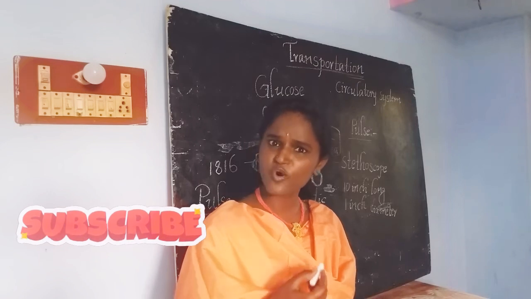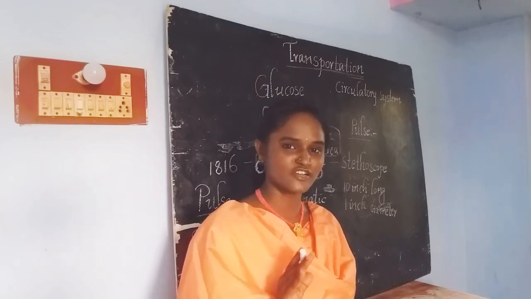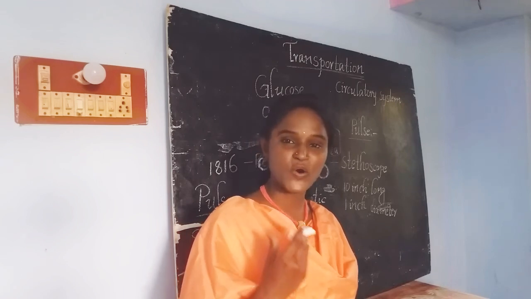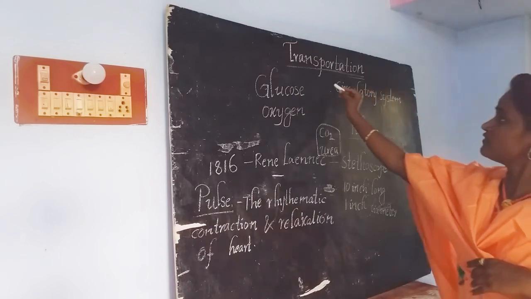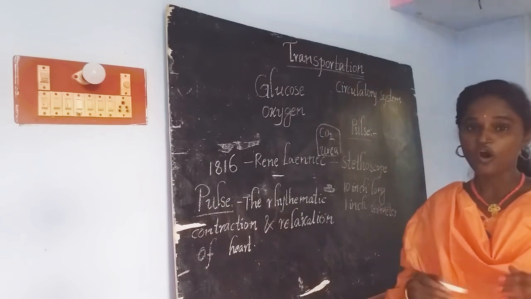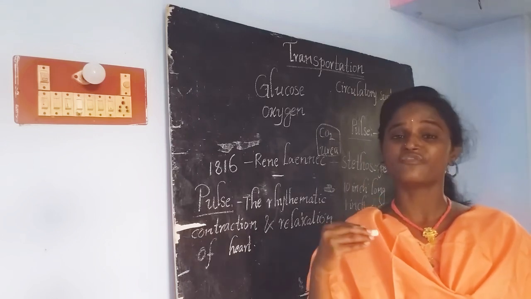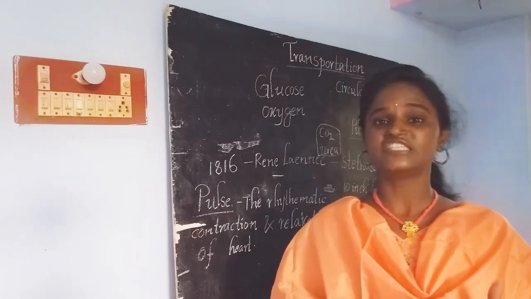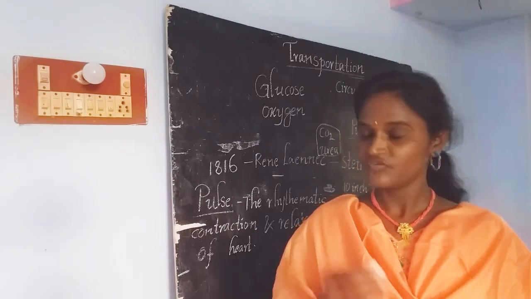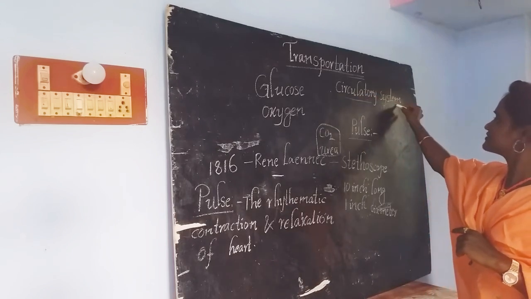Why is it a very important system? Okay, after listening to me, you will also confirm it is a very important system. Okay, as it is involved in the transportation of materials and certain substances which are very useful for our daily life, for doing different activities. We call this system the circulatory system.